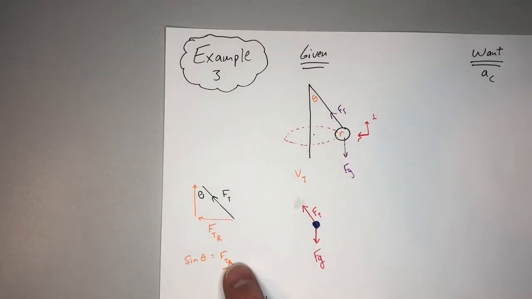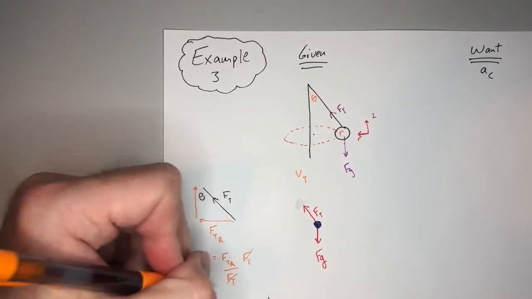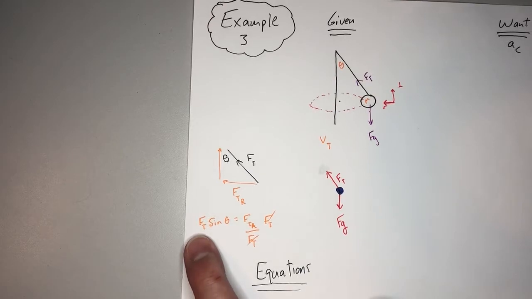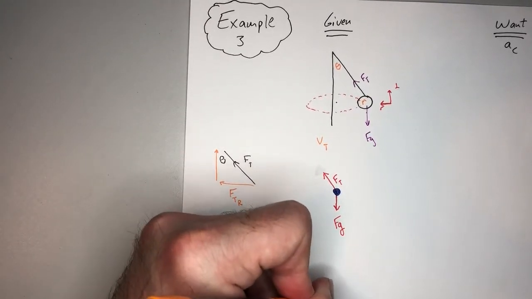So I'm just going to say, I need you FTR to pick you out sometimes, my FT over FT. If you want force tension in the radial direction, it's just your FT times the sine. So that's what I'm going to put right here. FT times the sine of theta.